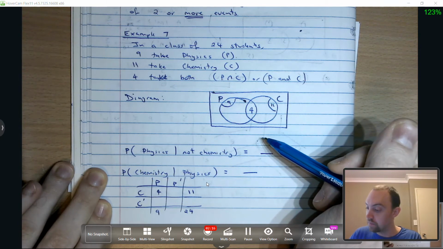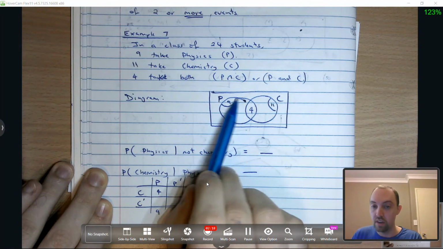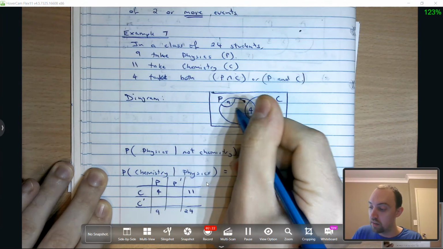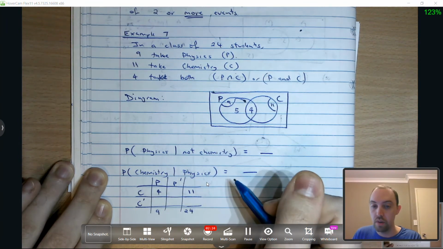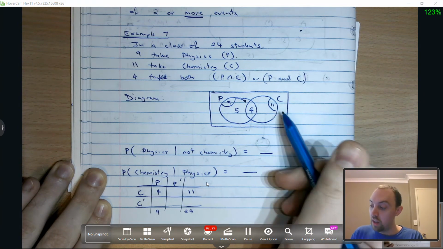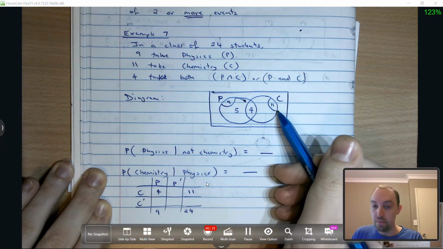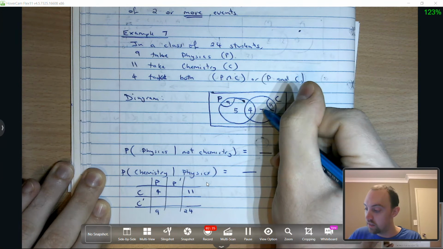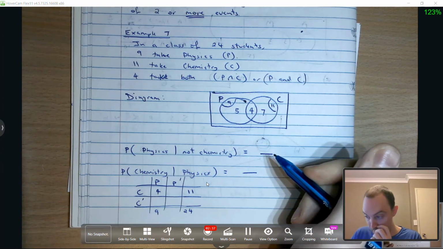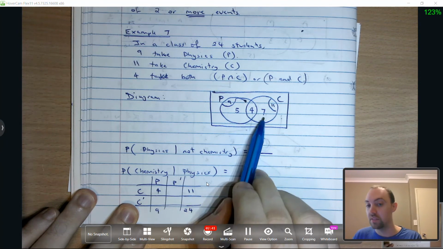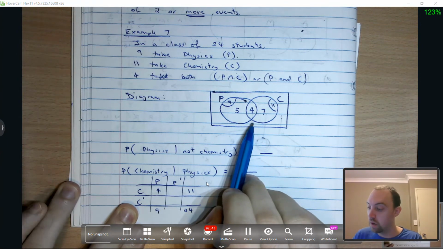So if 9 are in the entirety of this circle and 4 are in the overlap, the other part has to be 5. 5 and 4 make 9. Then with chemistry, we know that there's 11 people in total, and 4 of them take physics, which means 7 take only chemistry and not physics. It's not physics because it's outside of the physics bubble.